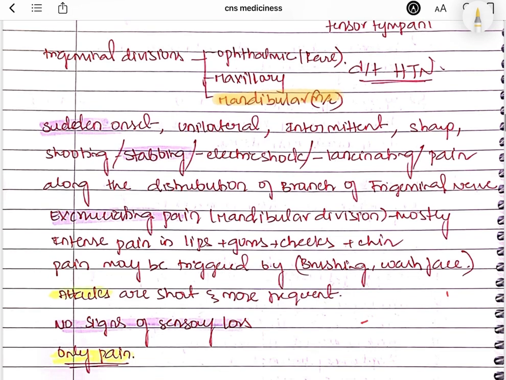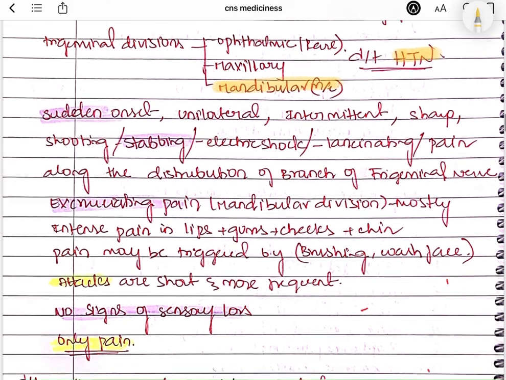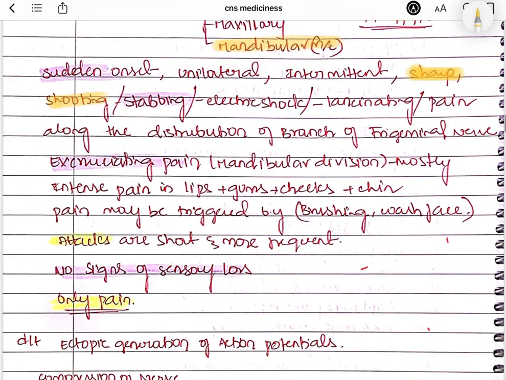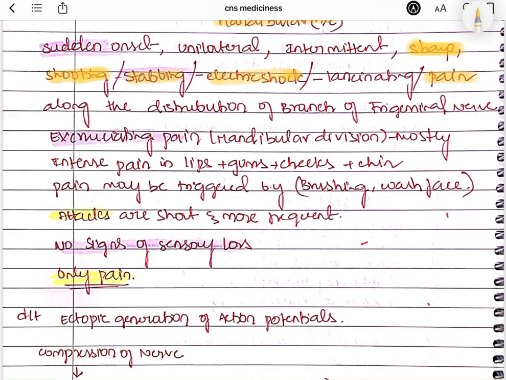What happens here is that, because of hypertension or compression of this nerve, it can cause sudden, unilateral, intermittent, sharp, shooting, stabbing or electric shock like pain, right? This pain is along the distribution of a branch of the trigeminal nerve, especially the mandibular nerve. So there will be excruciating pain along this mandibular division. Mostly intense pain can be seen in the lips, gums, cheek and chin along this mandibular supply, right?